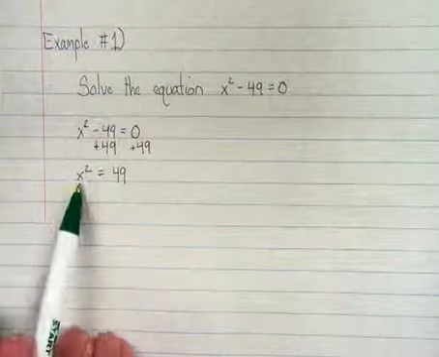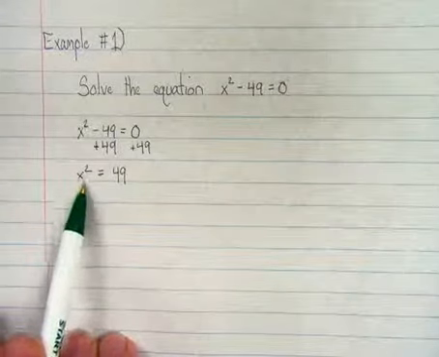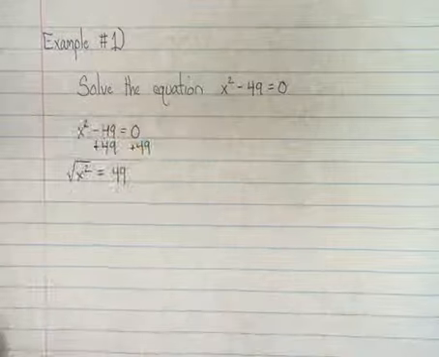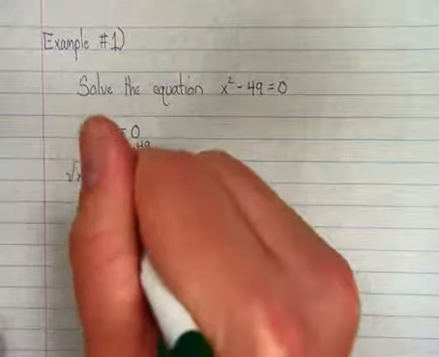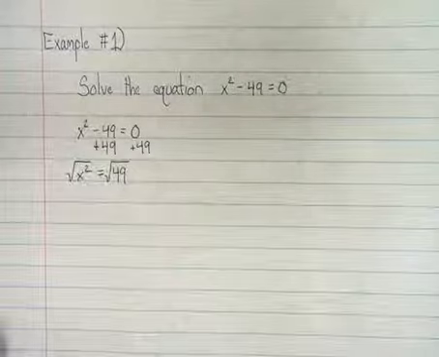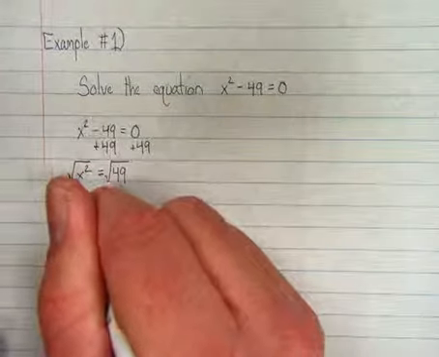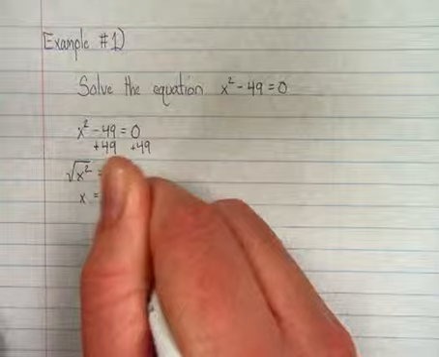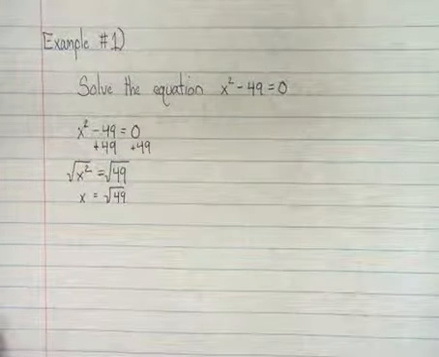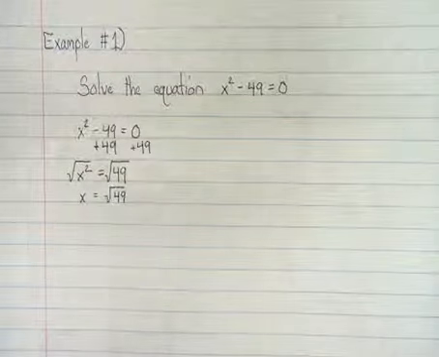Now I want only x on this side. I don't want it to be x squared, so in order to undo x squared, I'm going to take the square root of that. But again, what I do to one side, I have to do to the other, so I have to take the square root of 49 as well. The square root of x squared is just going to be x, so whatever x is, it's equal to the square root of 49.